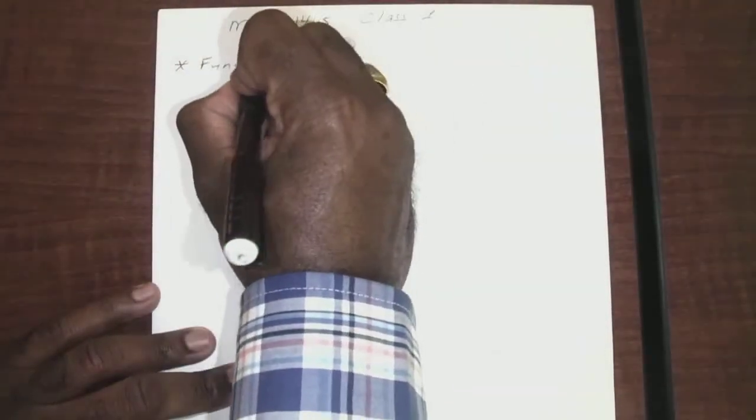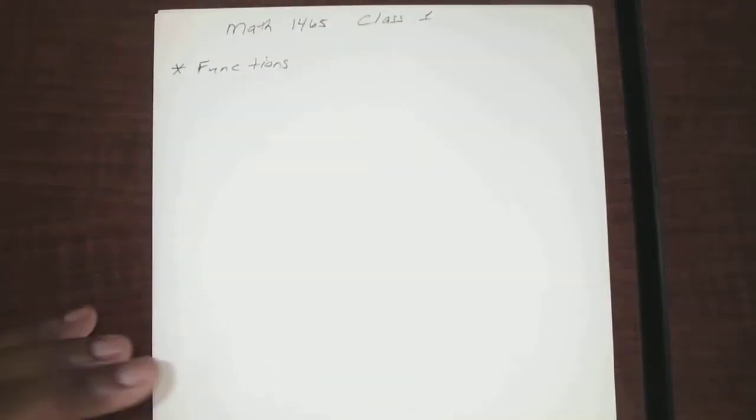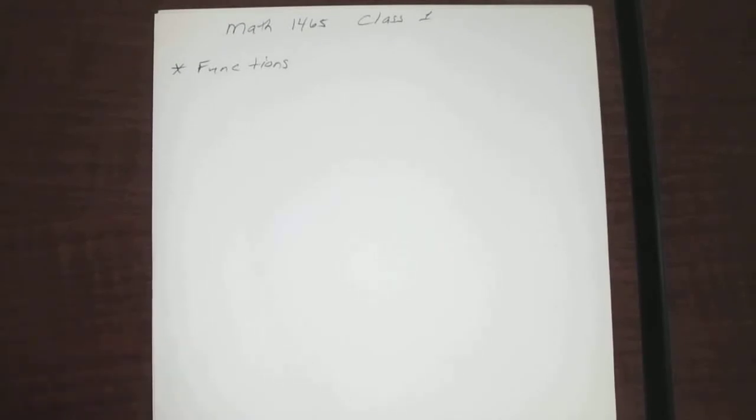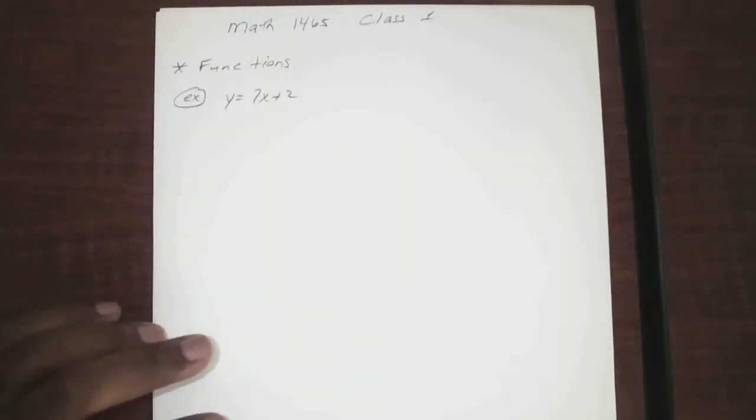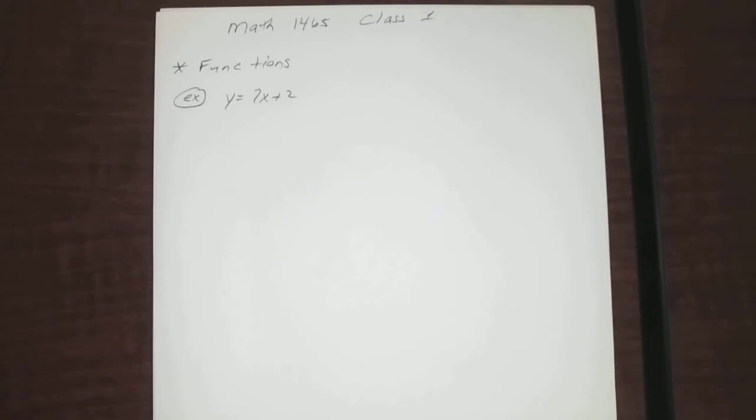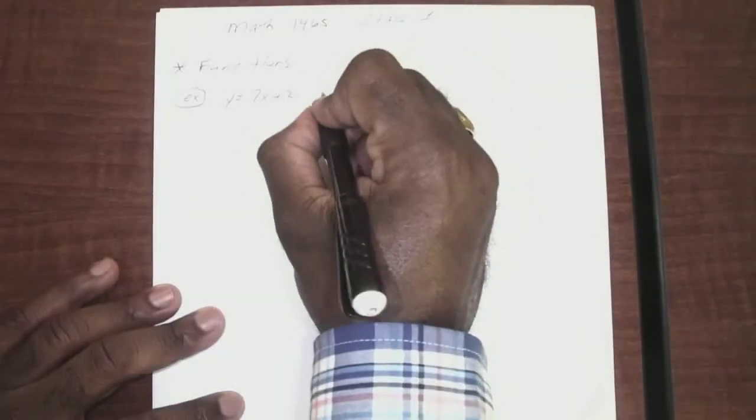Okay, so today we're going to do a quick review of functions, which may be a review for some of you, so hopefully it won't be too bad. For example, if you have y equals 7x plus 2, we can say that's a relation between x and y values.